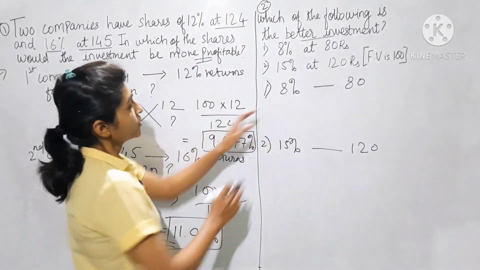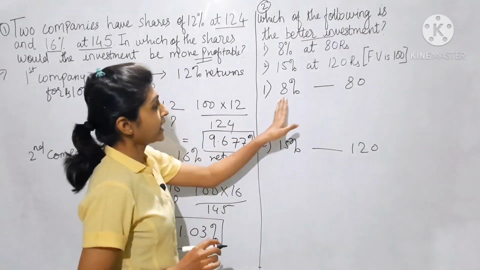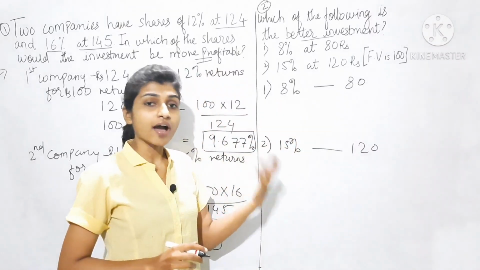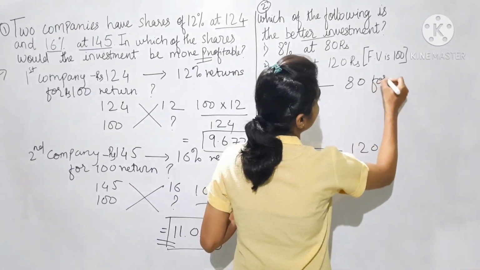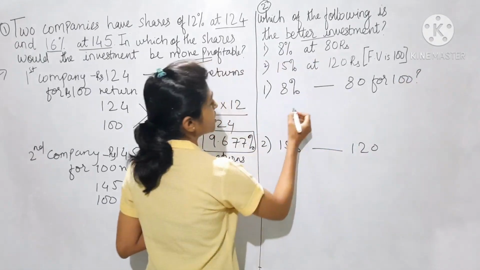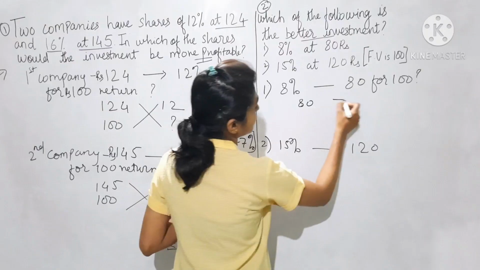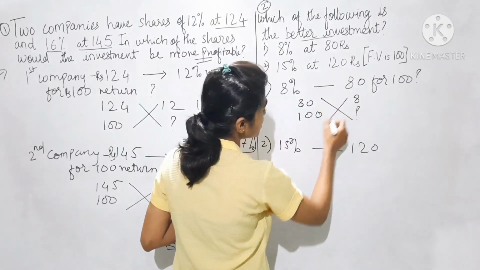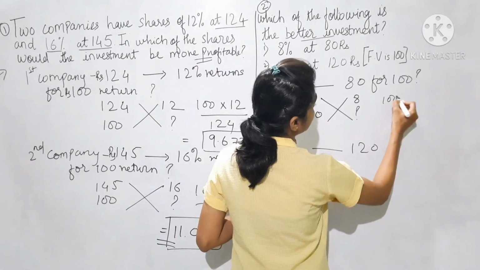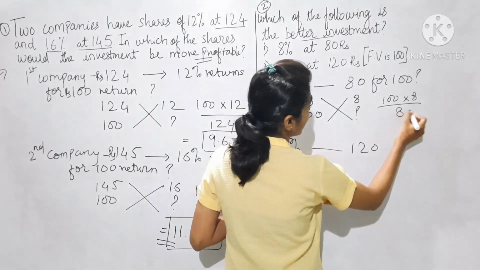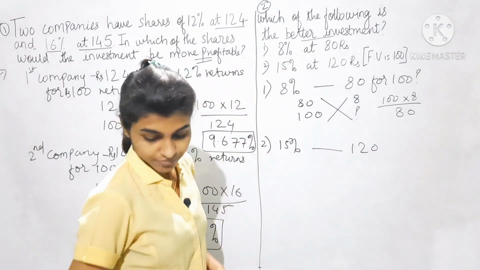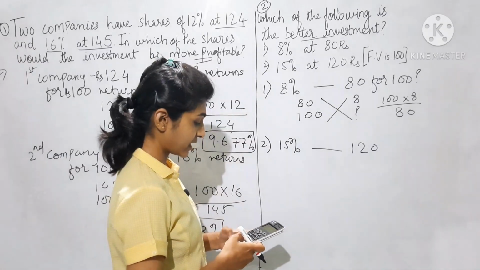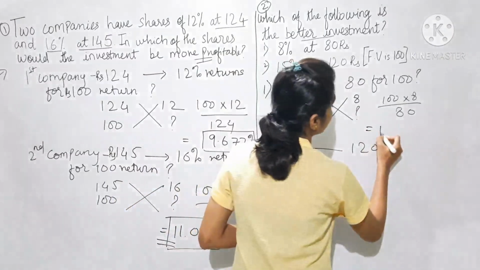Now for 80 rupees we are getting 8% return. Then for 100, how much? For 100, question mark. So cross multiply it: 100 multiplied by 8 divided by 80. We get a 10% return.